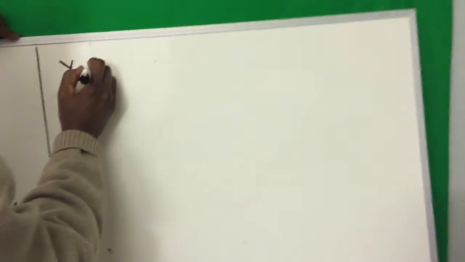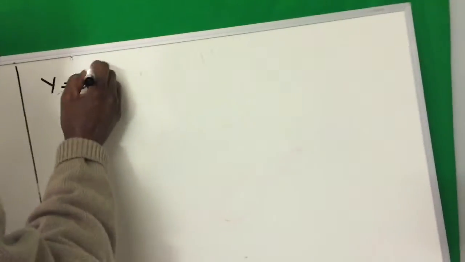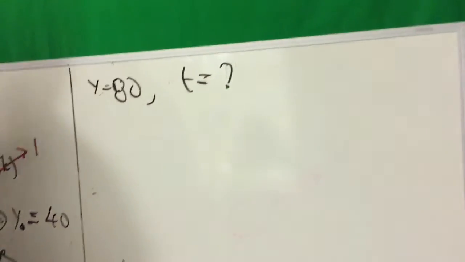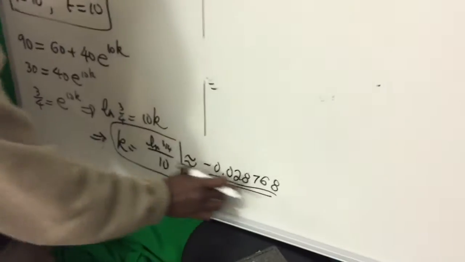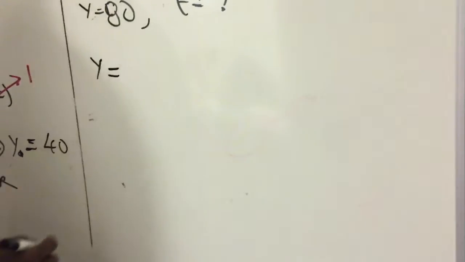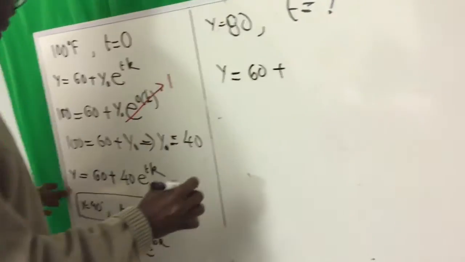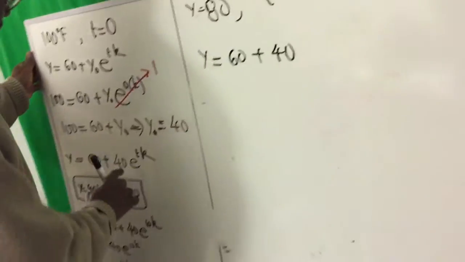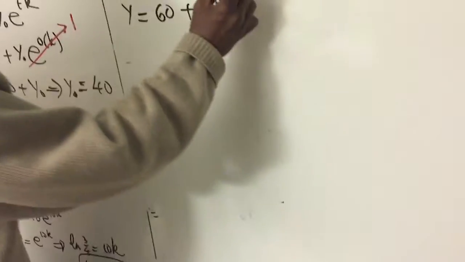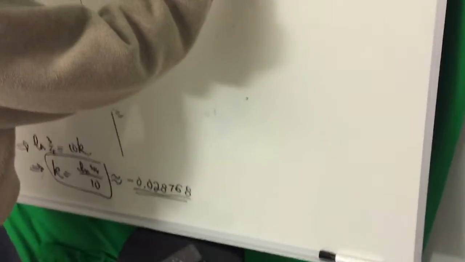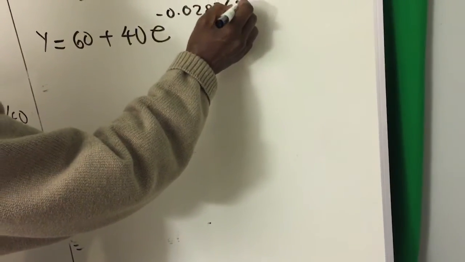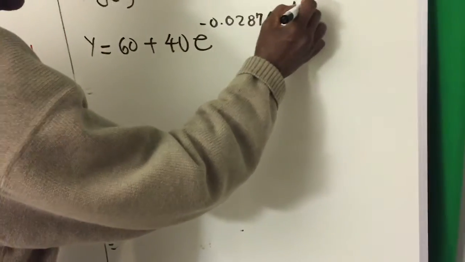So we want to know when it cools to 80 degrees, how long does that take? So we substitute this constant back into this equation here. Y is equal to 60 plus 40 e. The constant is negative 0.028768. That's a constant, so we have t there.